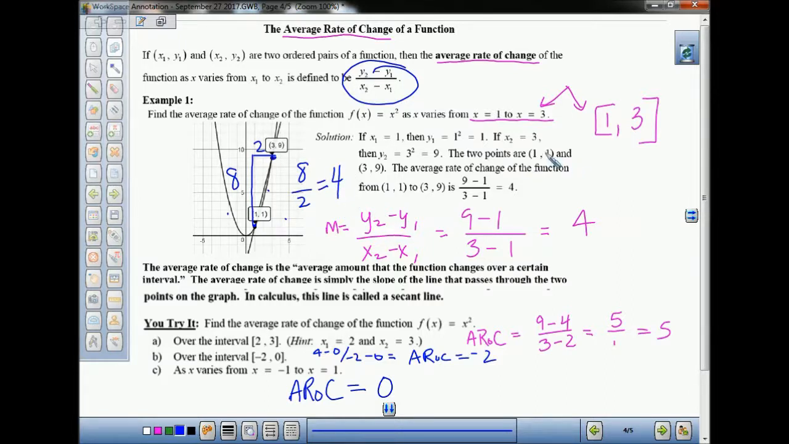So if I asked the same question and I said over this interval, you could just find this point of intersection, and count your rise over your run. Write that as slope, and you have your average rate of change over that interval.